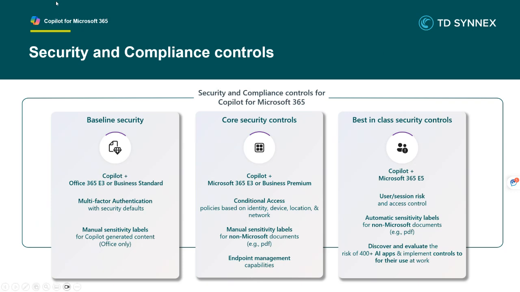If you look at the best-in-class security, of course, that is with the E5. You will have more or less unlimited automatic sensitivity labels. It will sense and label, depending on which kind of documents you put it on. Also, conditional access is there, and a lot of other features that will help secure a lot of your company content.